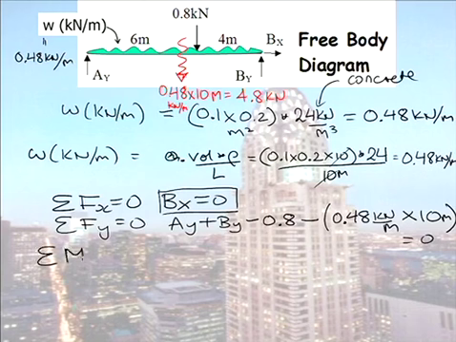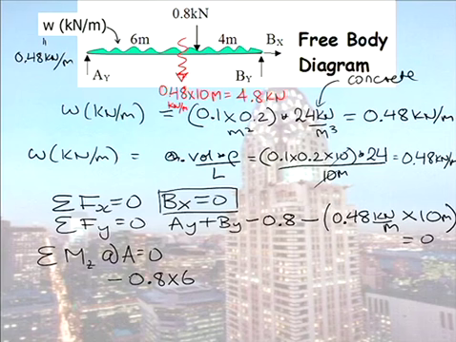So we come to take moments again. Taking moments, let's take moments at A again, at support A. So again, we have 0.8 times 6 metres. That's going clockwise, can you see that? So that's negative.